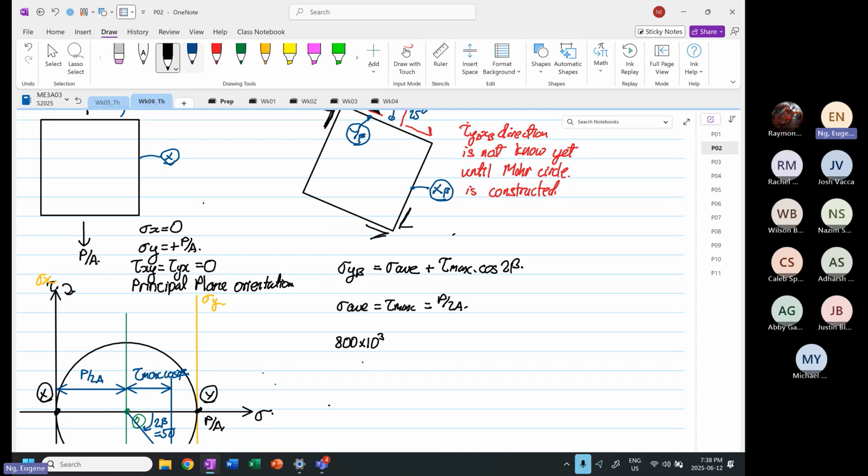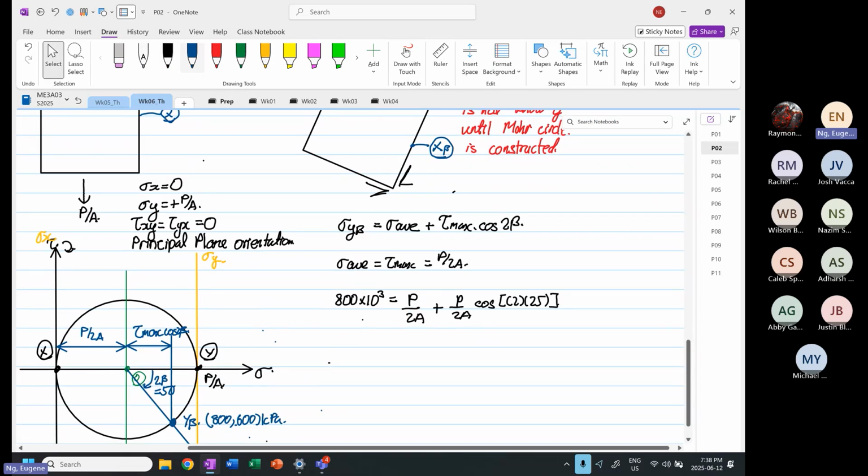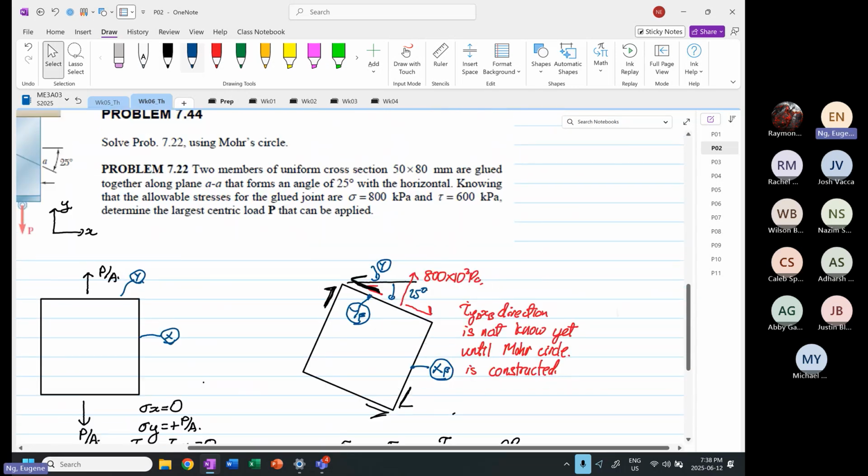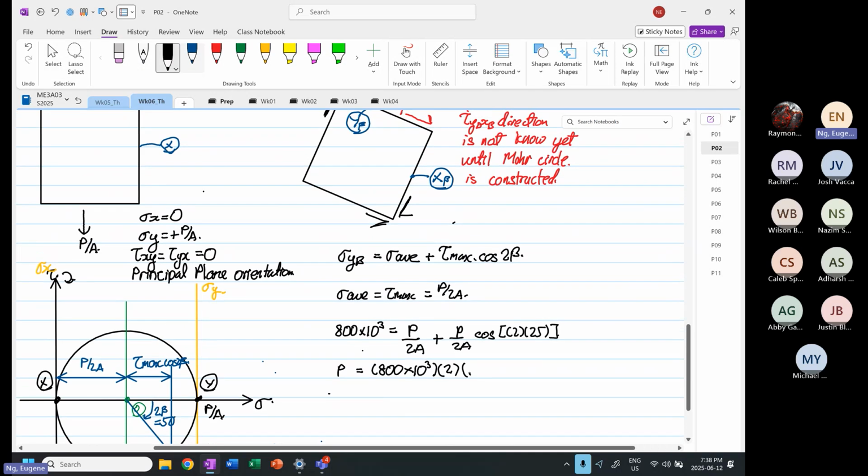Times 10 to the power 3 is equal to P over 2A. Now, this one is plus. The one we did before was minus. So P over 2A, right? Then we have cos 2 multiplied by 25. So from here, we know that P is equal to 800 times 10 to the power 3 multiplied by 2. Cross-sectional area is 0.05 by 0.08.